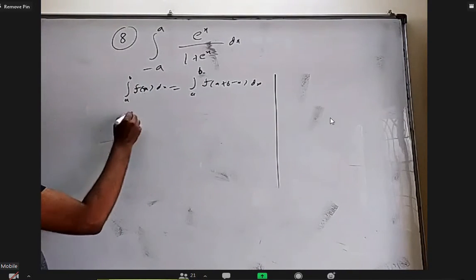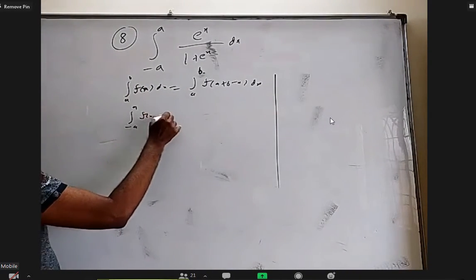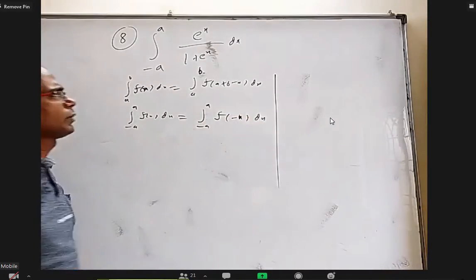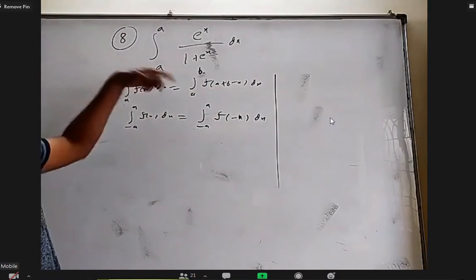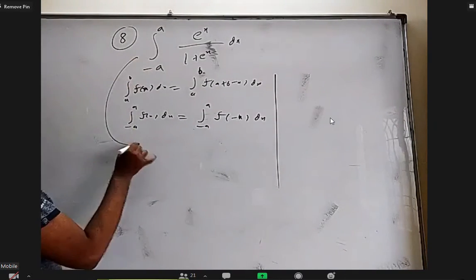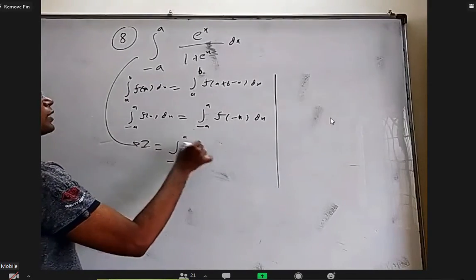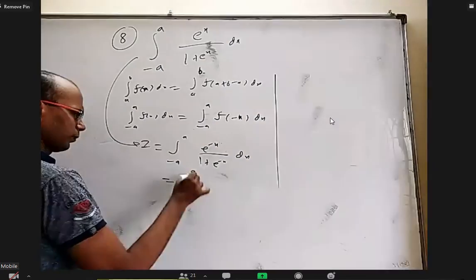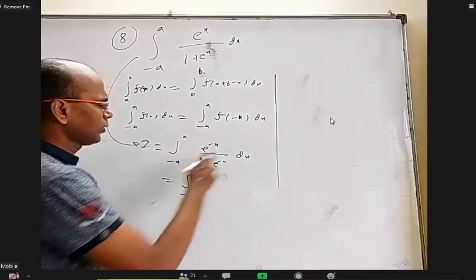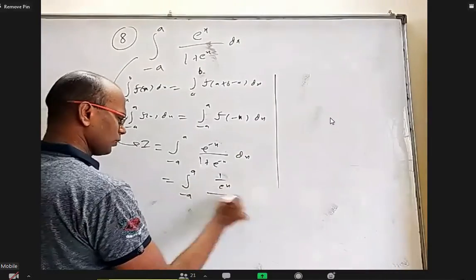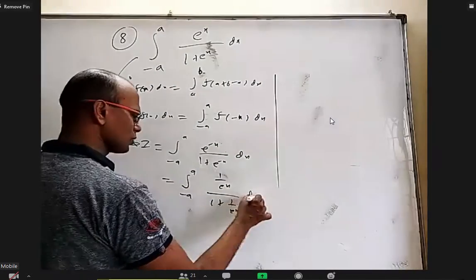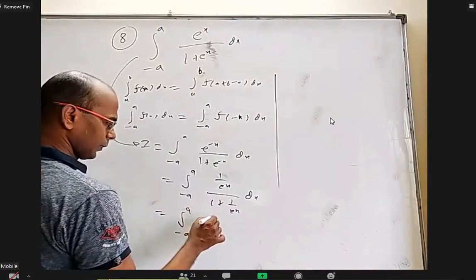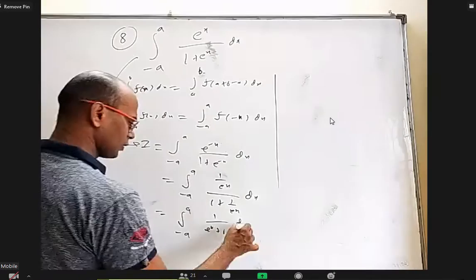We have basically integral minus a to a f of x dx. You can even write integral minus a to a f of minus x dx. Why? Because a plus b is 0 here, that's all. So replace x with minus x here, no problem. So this is I. The same I can write as integral minus a to a e power minus x by 1 plus e power minus x dx. E power minus x I can write as 1 by e power x and simplify it. That is 1 by e power x by 1 plus 1 by e power x dx. That is 1 by e power x plus 1 dx.